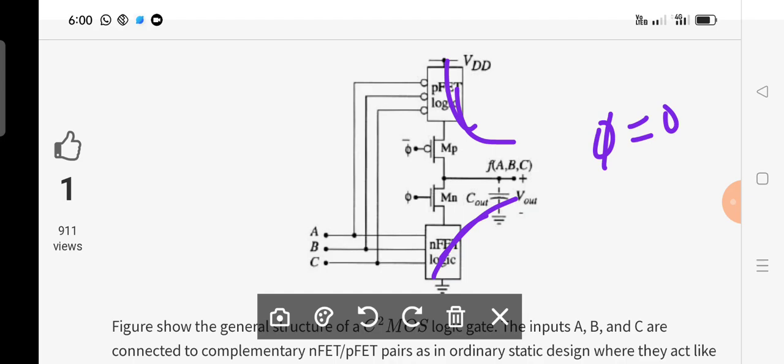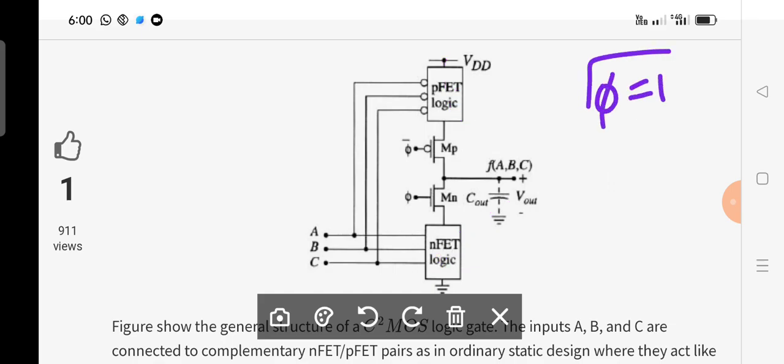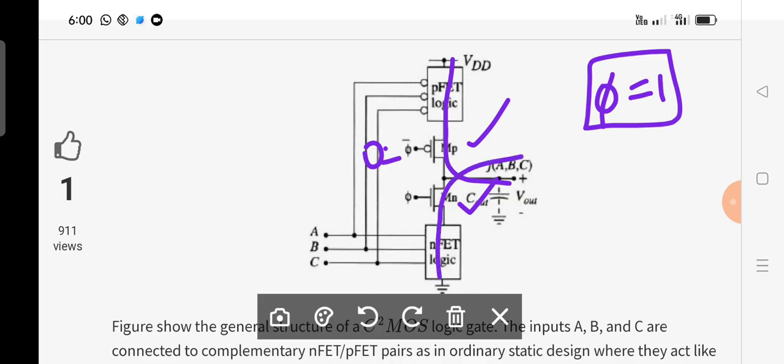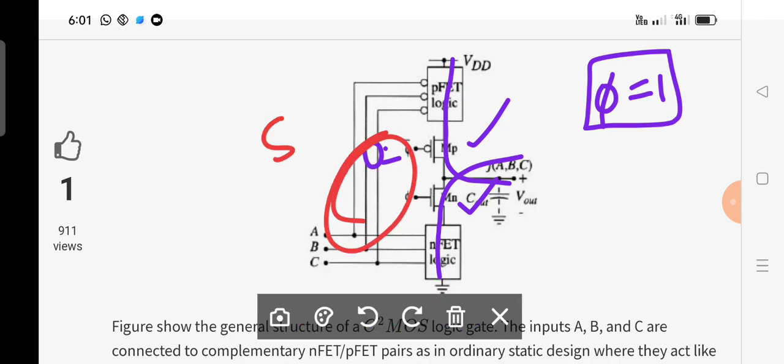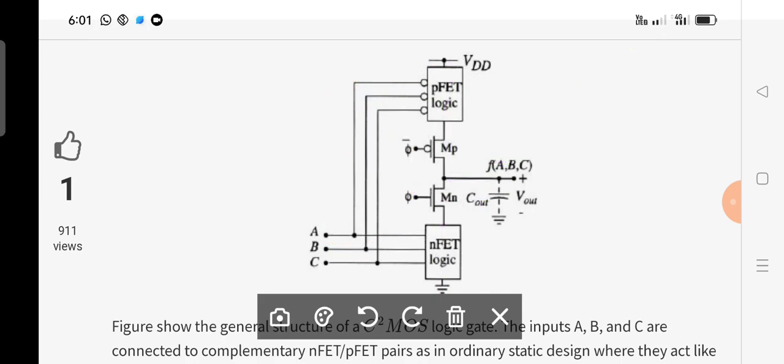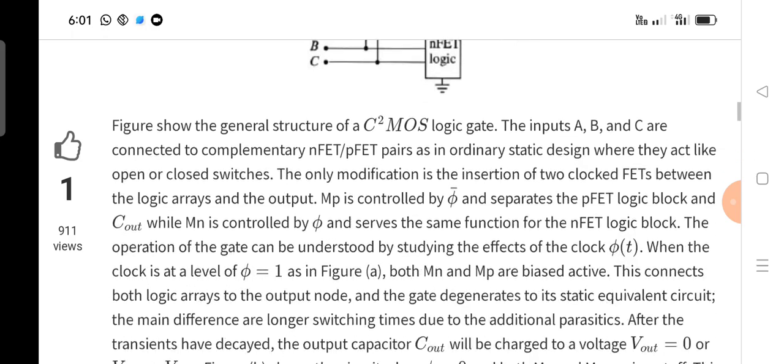Is it understood? Now you can observe very clearly what happens when phi is equal to 1. When phi is equal to 1, since it is an NMOS, it will turn on, and since phi complement is equal to 0, it is a PMOS, it also turns on. Therefore, there is a path from the P network and N network to the output side. Then it is going to depend on whom? The inputs. There you may have the static logic. I hope that is clear to all of you. Now you can observe some examples based on this.